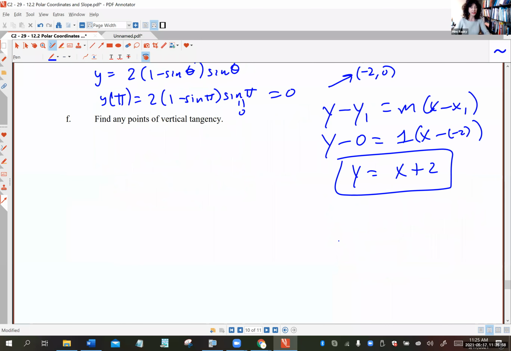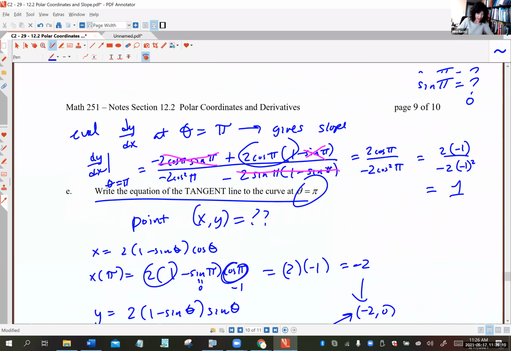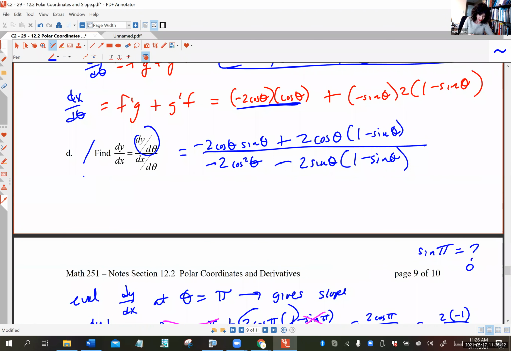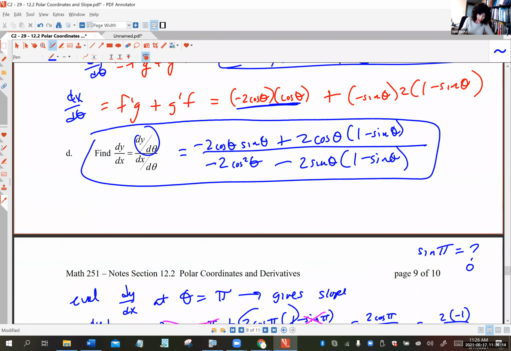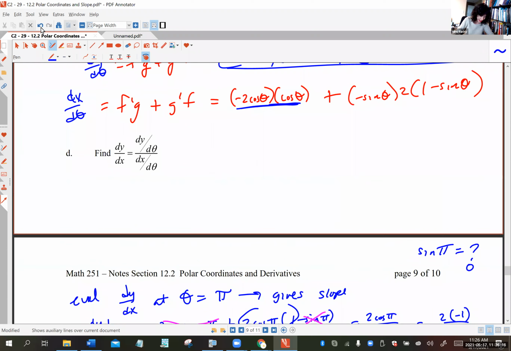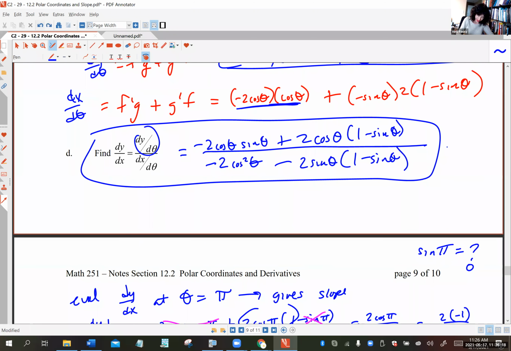Let's do the points of vertical tangency. So what do I mean by vertical tangency? Well, dy/dx is equal to undefined. When does that happen? That's your question. So if you look at the dy/dx again, which was that horrible quotient, when does this equal undefined is the question.